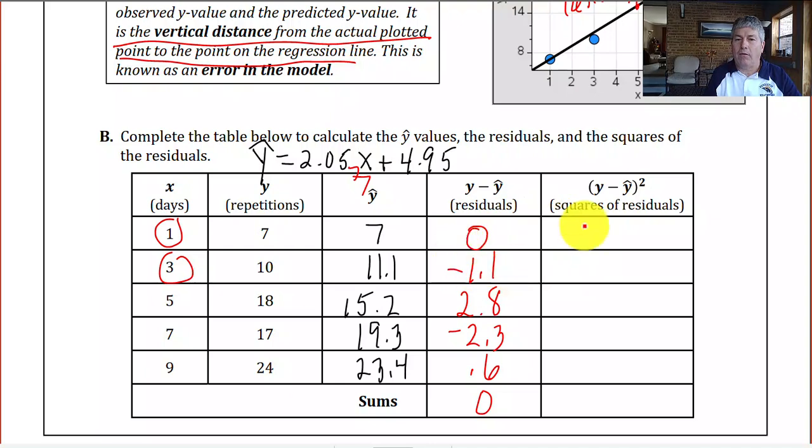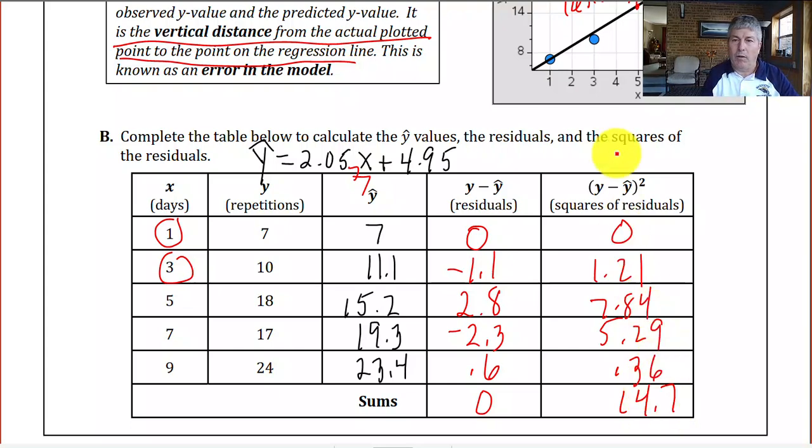Now the square of those residuals, so we're just going to take the values in the column just to the left here, and we're going to square that. Negative 1.1 squared is 1.21, 2.8 squared is 7.84, negative 2.3 squared is 5.29, and 0.6 squared is 0.36, and that sum is 14.7.